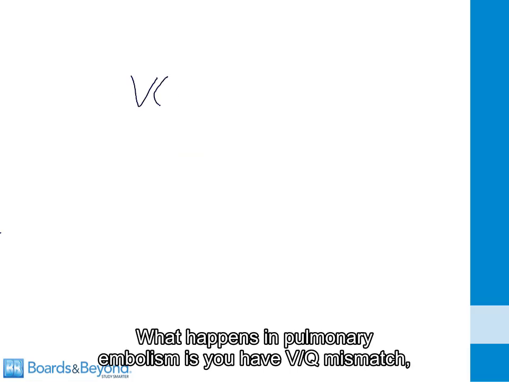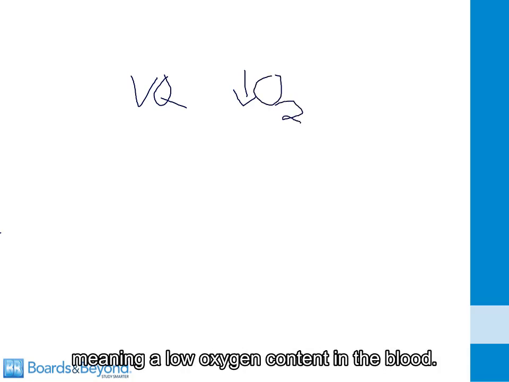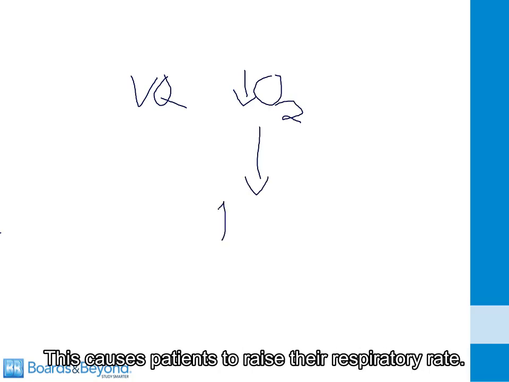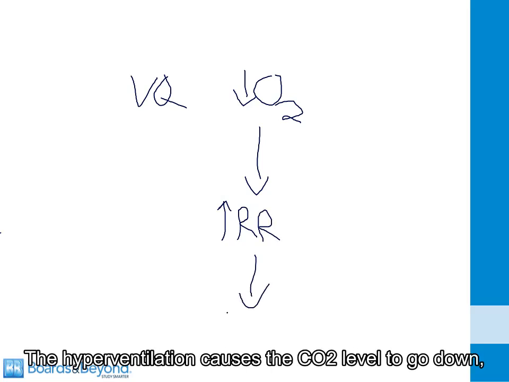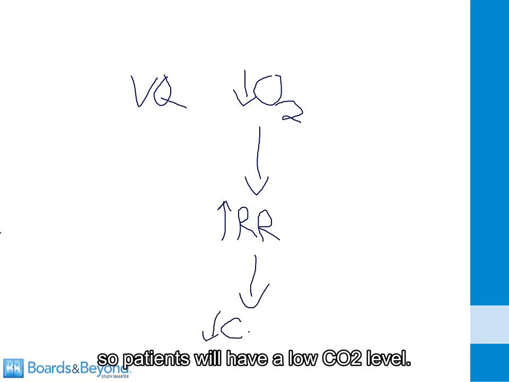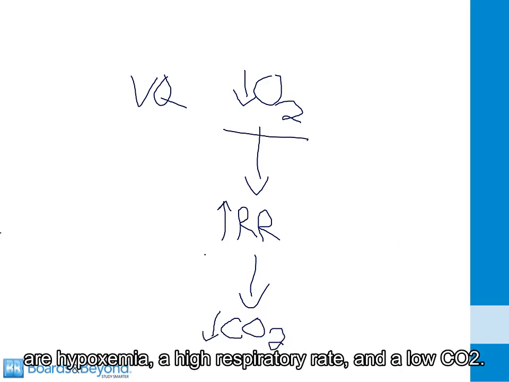Just to make this very clear, what happens in pulmonary embolism is you have VQ mismatch causing hypoxemia, meaning a low oxygen content in the blood. This causes patients to raise their respiratory rate, in other words, to hyperventilate. The hyperventilation causes the CO2 level to go down, so patients will have a low CO2 level. So the classic findings in pulmonary embolism on blood gas are hypoxemia, a high respiratory rate, and a low CO2.